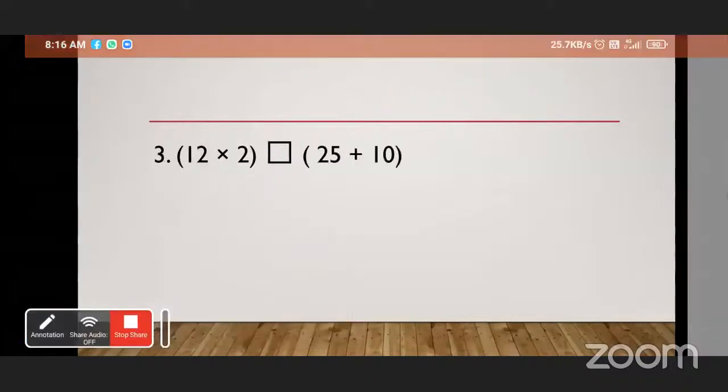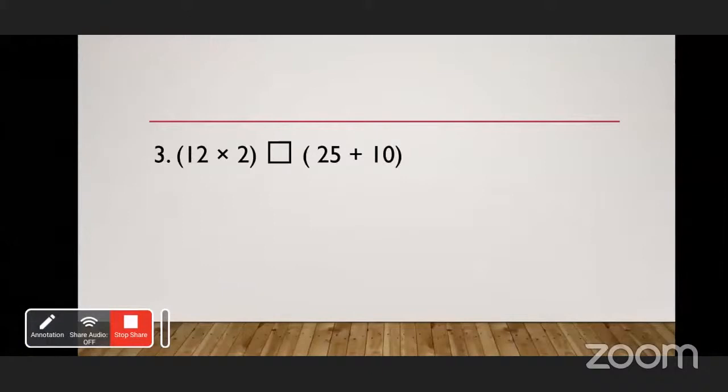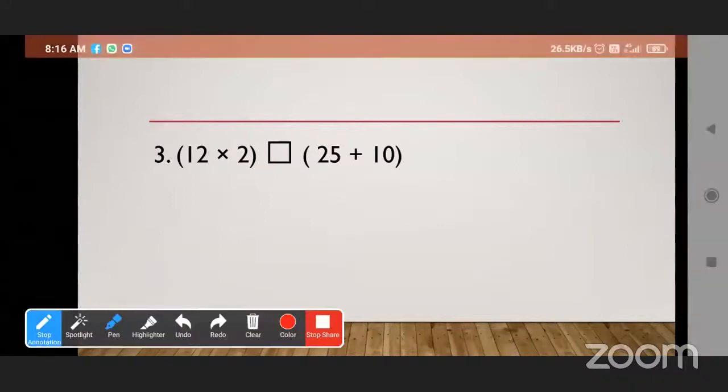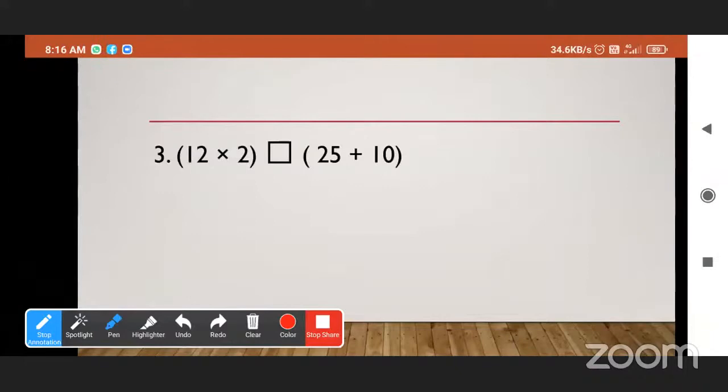Very good. Now, read the third one. 12 multiplied by 2, 25 plus 10. Good. Now, find the value of this expression. 12 multiplied by 2 is? 24. Very good. And 25 plus 10 is? 35. So, 24 is greater than or lesser than 35, or is it equal to 35? Lesser. So we will put this sign. Yes? Okay, good.